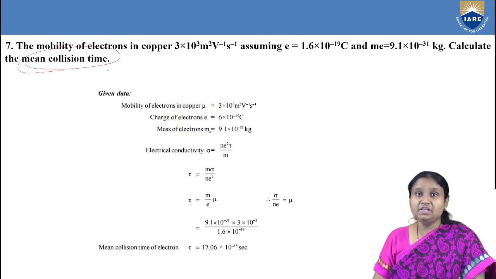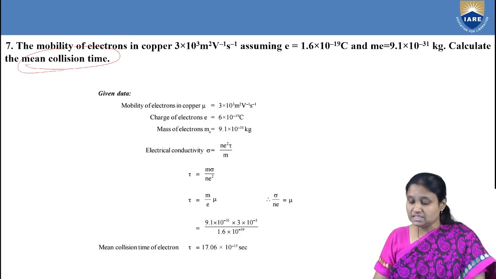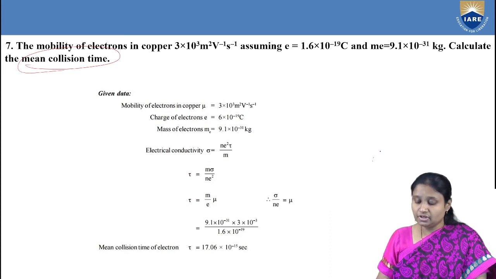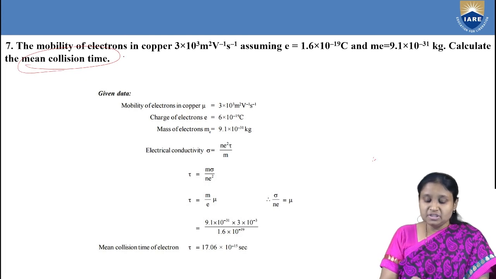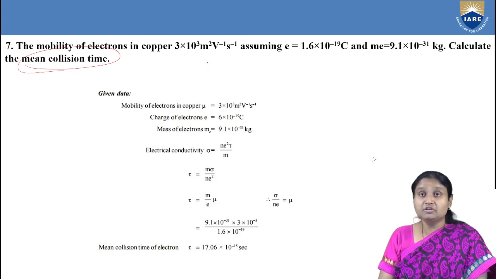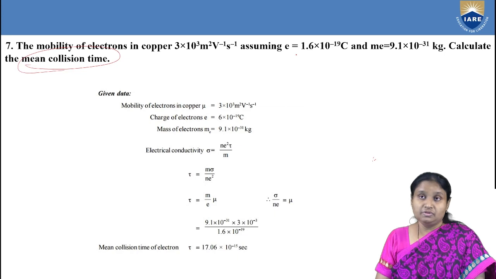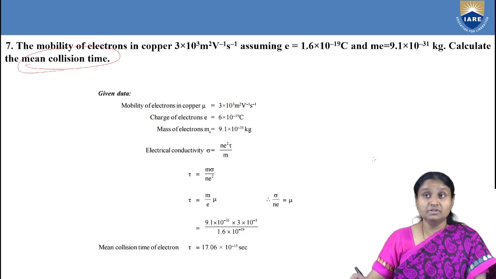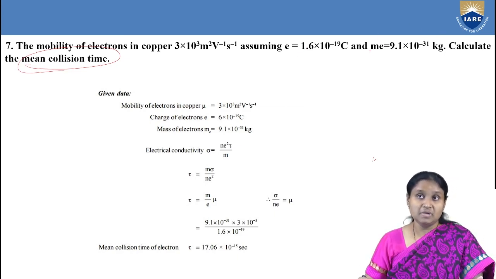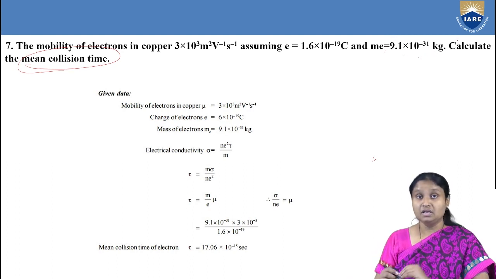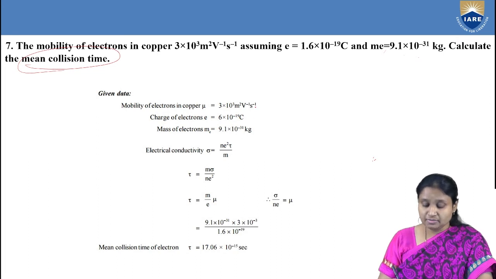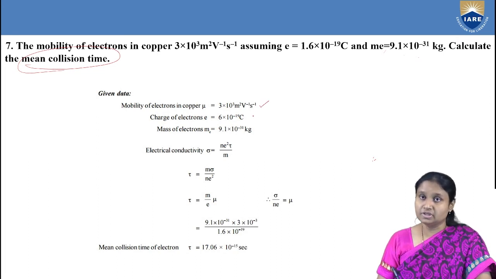So we need to find the mean collision time. What is given here is the mobility of electron, which is 3 into 10 to the power of 3 meters square per volt second. Of course we know the value of charge, and here we were given the mass of electron, which is 9.1 into 10 power of minus 31 kilograms. We were given the mobility, the charge of electron, and the mass of electron.